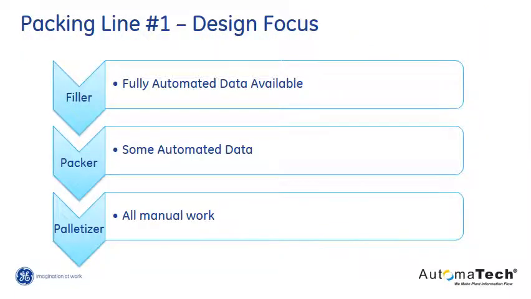Here's our hypothetical situation. Our design focus is a filler, packer, and palletizer. The filler in our hypothetical situation is fully automated. We've bought a state-of-the-art machine. It tells us when it's down and why. It counts everything for us, and it even has counters for kickoffs. But we just haven't tapped into it yet. We still have people writing down information on clipboards. Then the packer has some automated data, and the palletizer is completely manual. But the point of this exercise is to understand the different places where an OEE system can be applied, even in those manual situations, so that we can get all the data in one place.